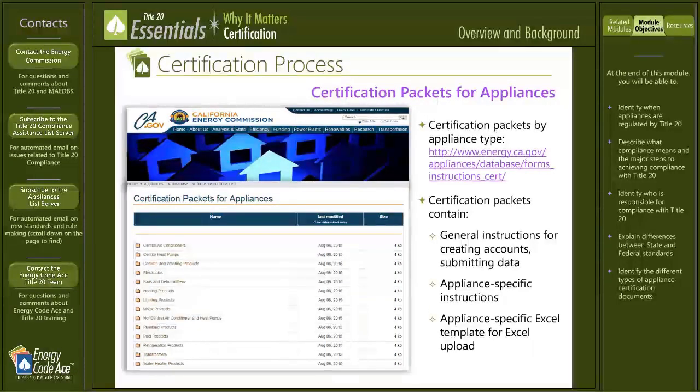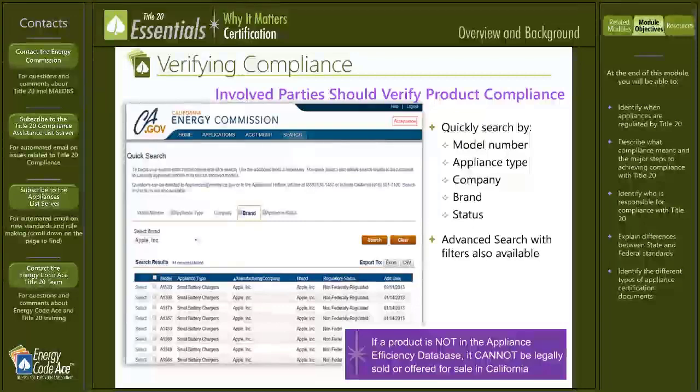Certification packets by appliance type describing all the information you will need for certifying appliances in the MAE-DBS can be found at the Energy Commission website using the link shown on the screen. These certification packets contain general instructions on how to create accounts and submit data, appliance-specific instructions, and appliance-specific Excel templates for Excel uploads.